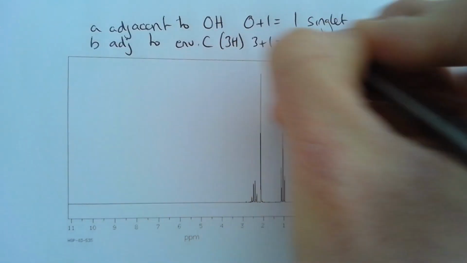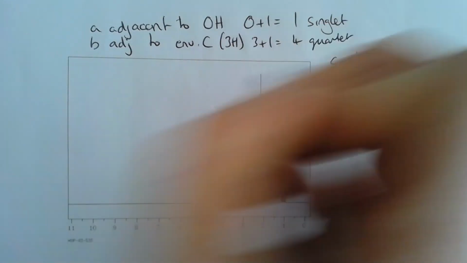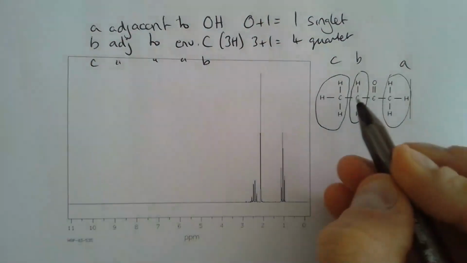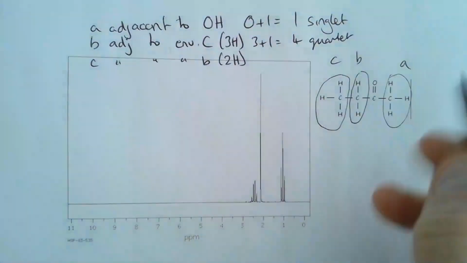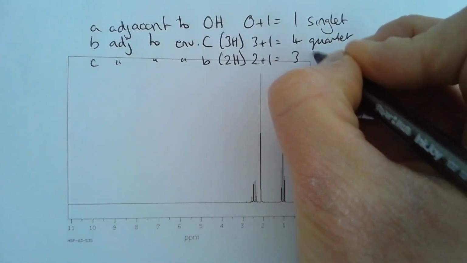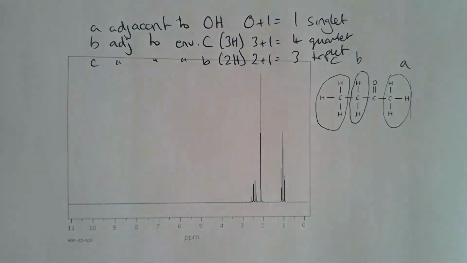3 plus 1 equals 4 is a quartet, and C is adjacent to environment B. Environment B is a 2 hydrogen environment, so 2 plus 1 is 3. We're expecting that to be a triplet. So let's have a look at our spectrum.